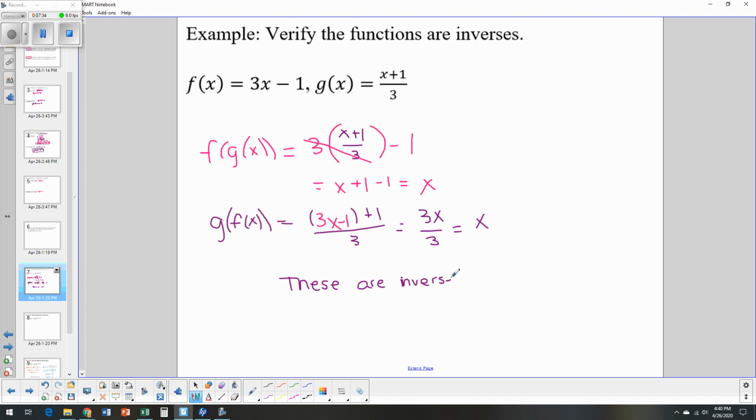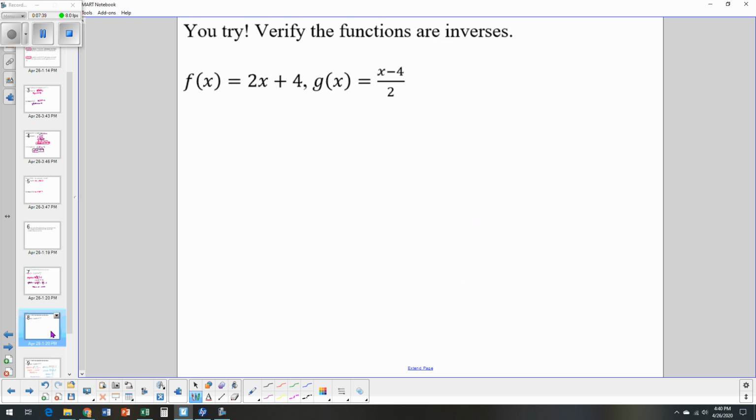All right, if they both didn't equal x, then they're not inverses. So you guys try this last one, pause, and when you're ready, come back and check the answer. Verify that they are inverses.